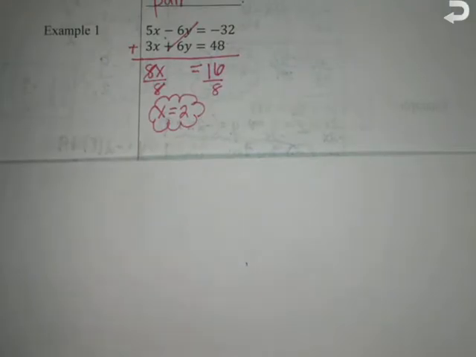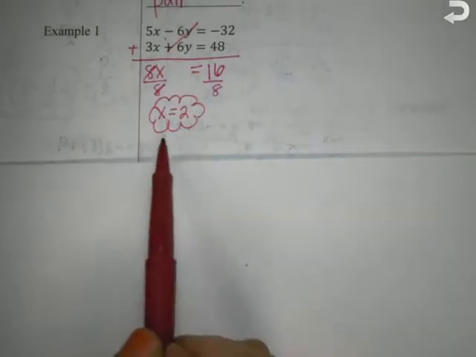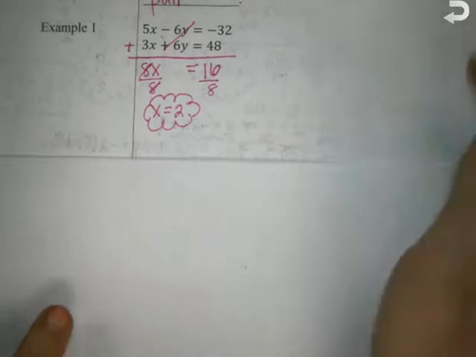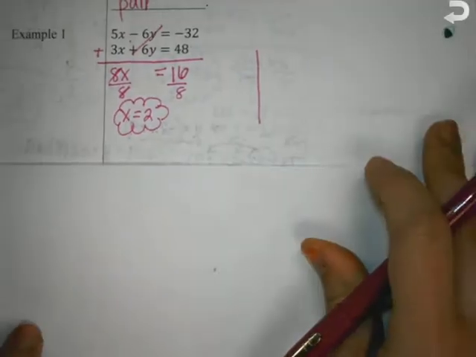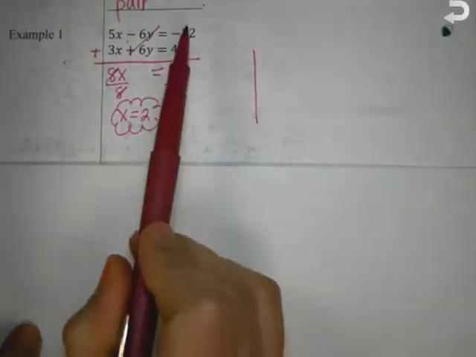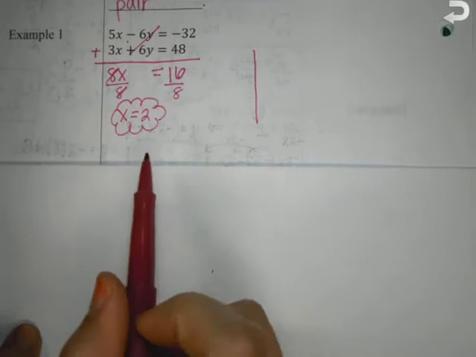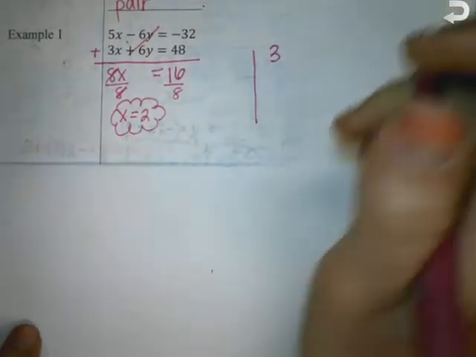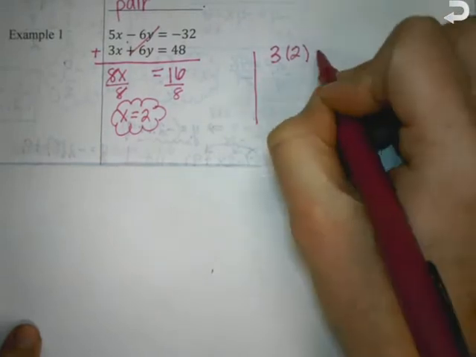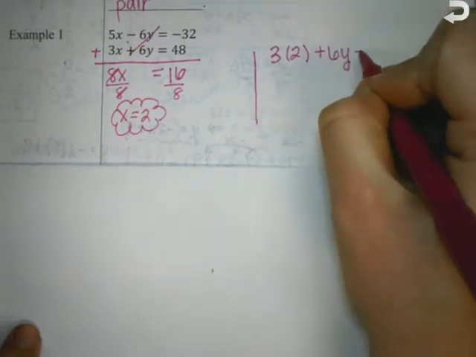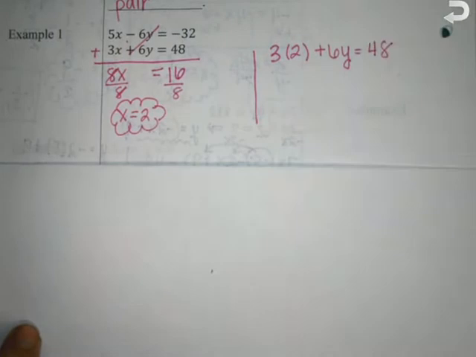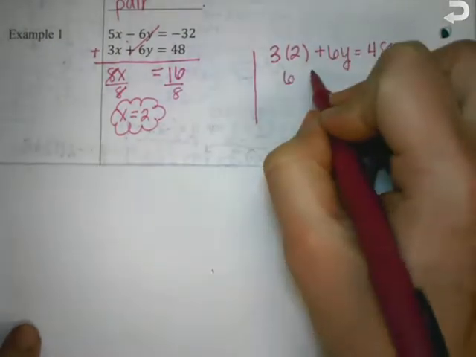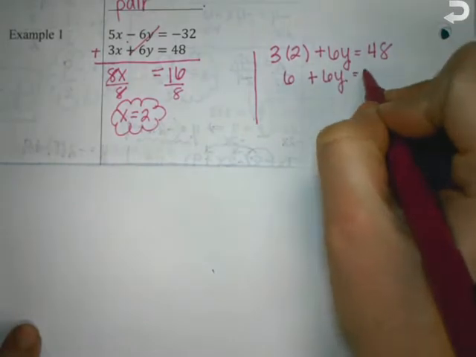Okay, because I have x's and y's, and I only know what x is. So how do I solve for y? We plug it in. So which one do you guys want to plug it in for? The first equation or the second one? The second one? Okay, it does not matter which one you pick, but we know x is 2, so that's going to be 3 times 2 plus 6y equals 48. So let's solve for y. 3 times 2 is? So 6 plus 6y equals 48. Subtract 6 from both sides.